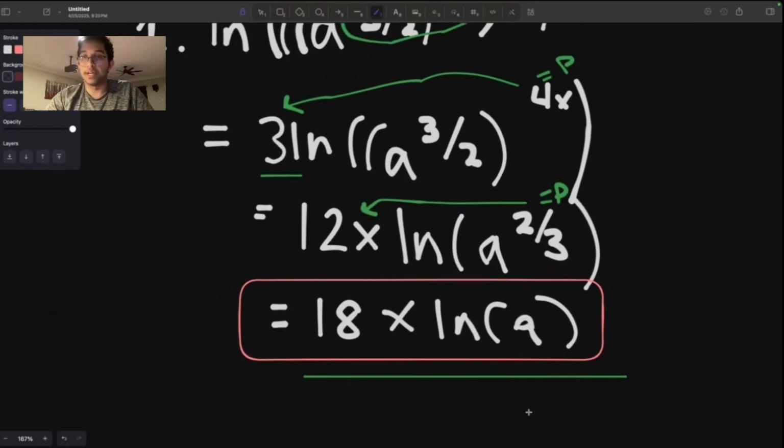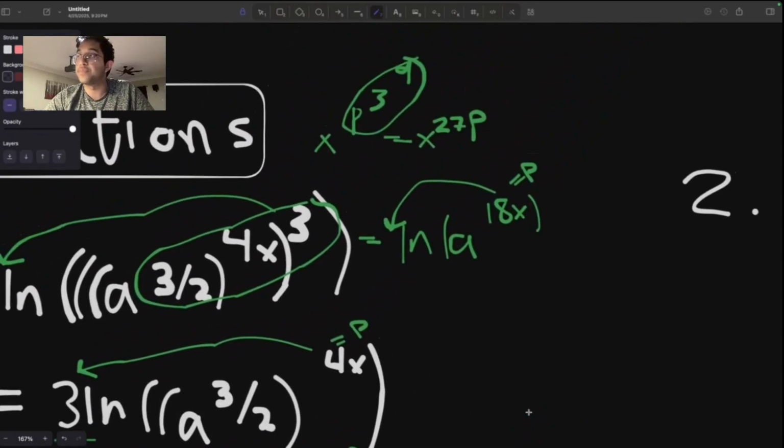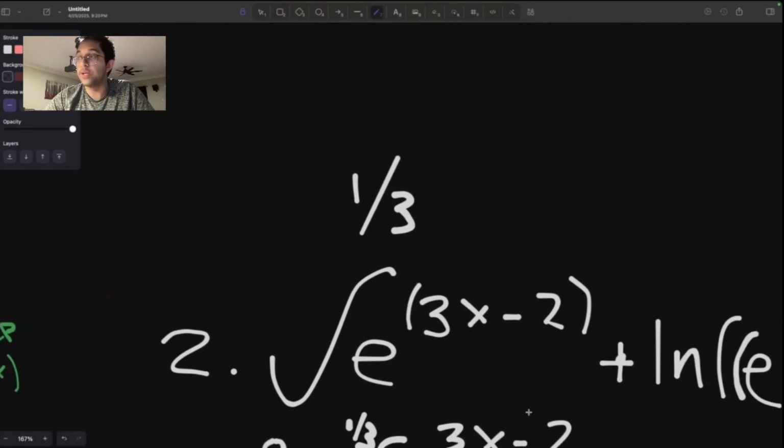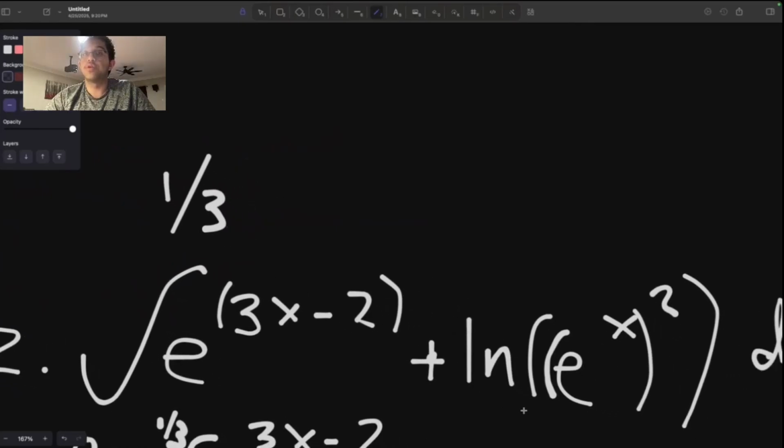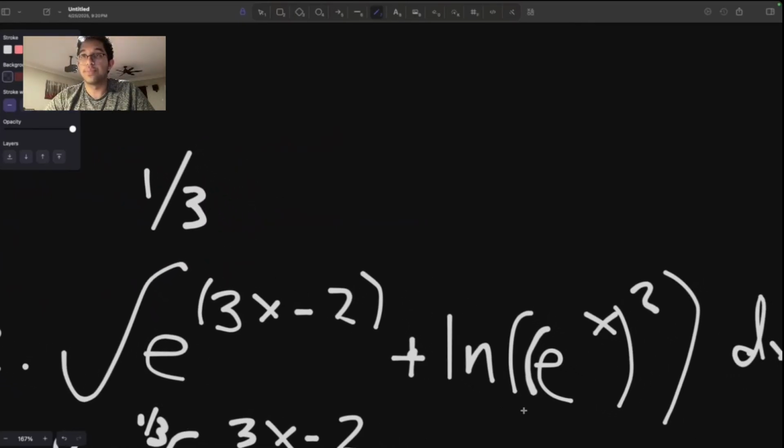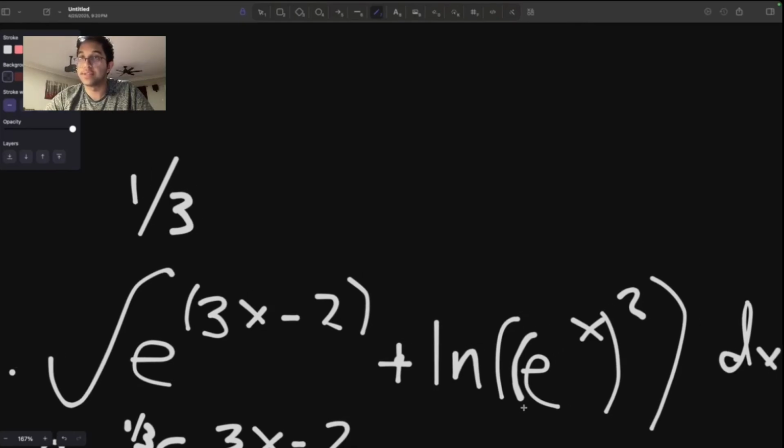The second problem is something a little bit different. If you had watched our video on integration, then this will be no problem. But if you end up struggling on this problem, don't forget to refer to our integration video, which is very helpful in understanding the basics of integration. So with that, let's look at our second problem. We have the integral from 0 to 1/3 of e to the power of 3x minus 2 plus ln of e to the x squared dx.